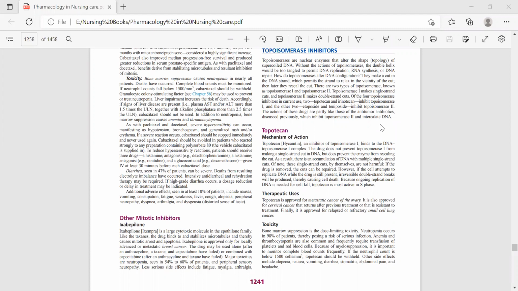The remaining part of the chapter on cytotoxic anti-cancer drugs is topoisomerase inhibitors and other miscellaneous drugs, which are very important in some kinds of cancers. In this lecture, we have to discuss these remaining drugs, including topoisomerase inhibitors.